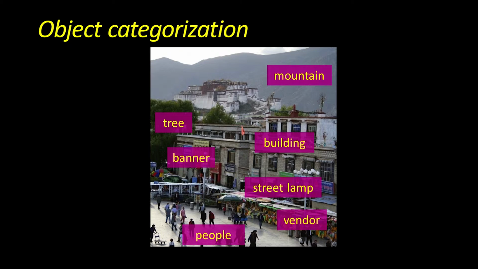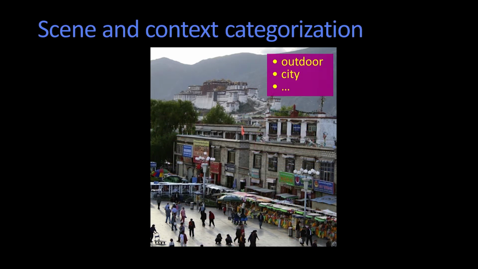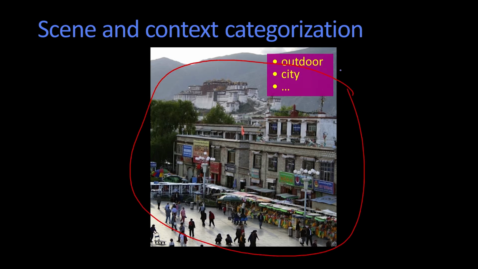All right, so you're generally putting out a label. Here we have this label that in the background there are mountains and there's trees over here, there's people here, vendors. This thing was a street lamp, these are buildings. And this is what's referred to as object categorization, and we're going to talk more about that. But we might also want to just label the entire scene. Say, this is an outdoor city where people go and buy stuff. All right, so that would also entail some form of recognition.